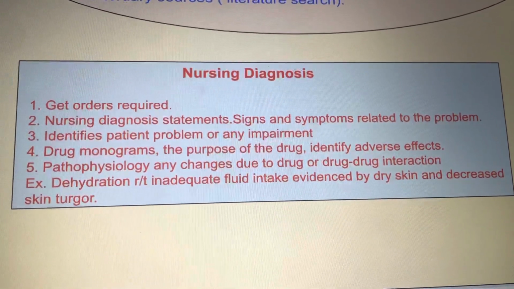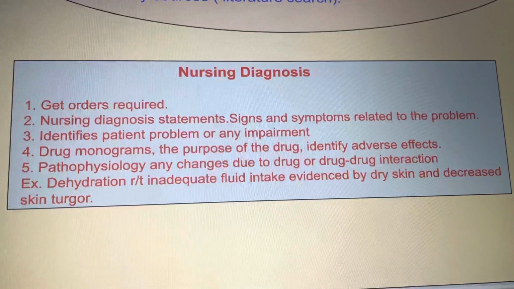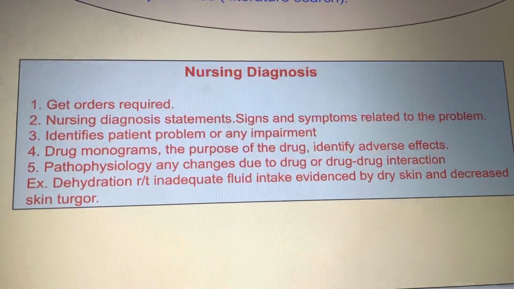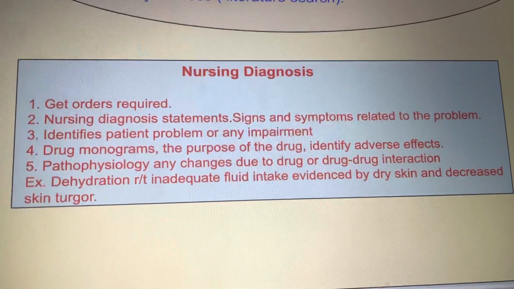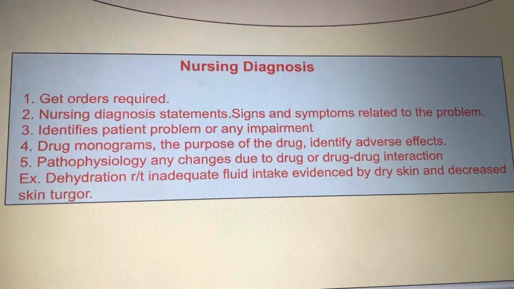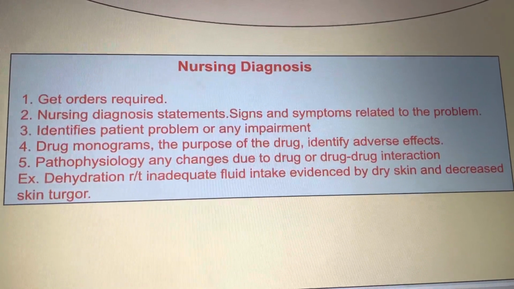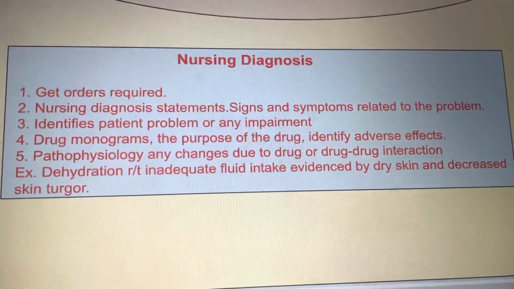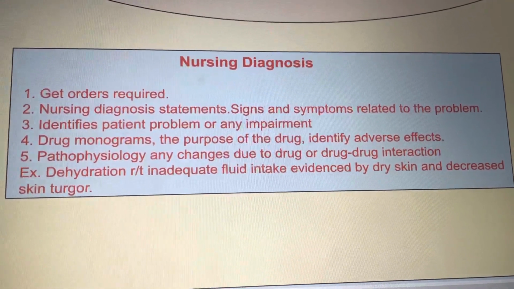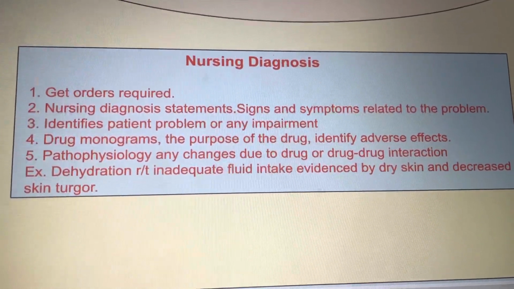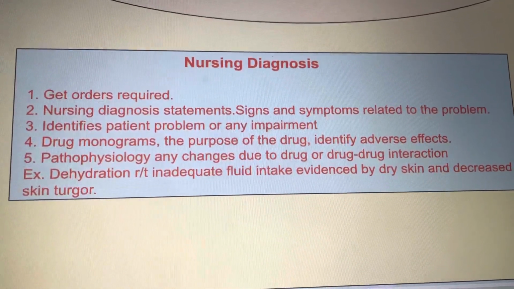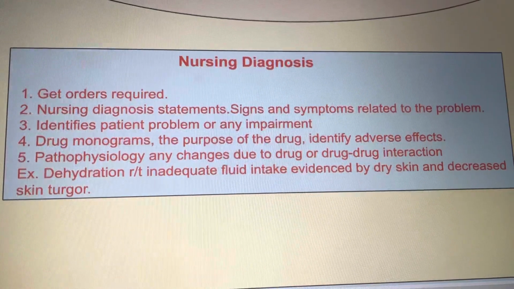For example, after the nursing diagnosis, we can make a patient problem statement. For example, dehydration, which is a patient problem that we have diagnosed, RT, which means related to, inadequate fluid intake. So dehydration is the problem, and it is related to the inadequate fluid intake. Less fluid was taken by the patient.